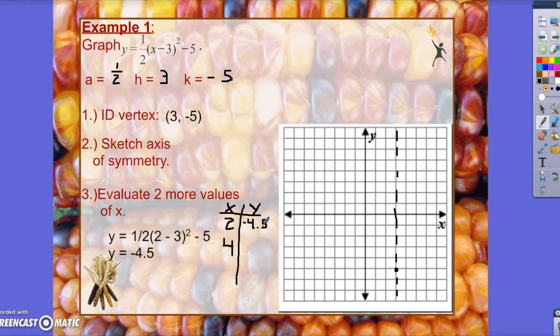And if I do the same thing again, what's nice about it being symmetric, once again, pause the video to solve, but I actually get negative 4.5 for 4 as well. Because I'm picking one to the left, one to the right, it's symmetric. You should get the same number for y for both of them. So let's plot our point: 2, negative 4.5 is here. And my other point's here. And that's it. You just got to connect the dots. Let's make your U-shaped parabola.